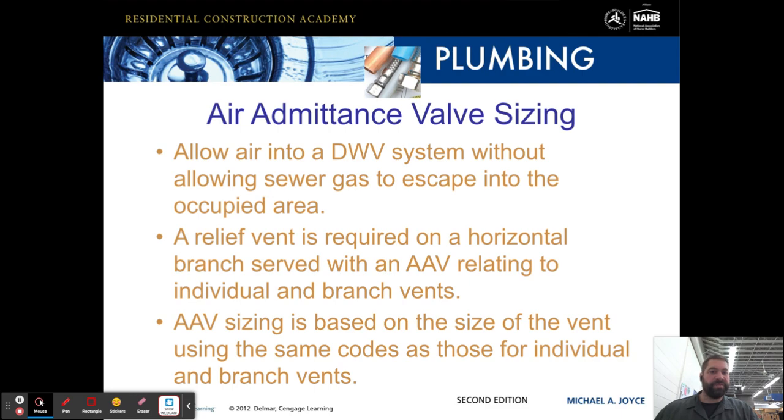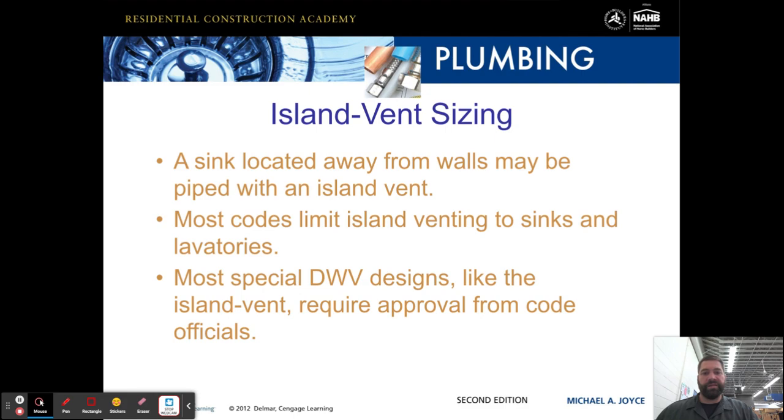Air admittance valve sizing. So this is what we talked about in some kitchens. They allow air into a DWV system without sewer gas escaping into the occupied area. A relief vent is required on a horizontal branch served with an AAV relating to the individual branch and vents. AAV sizing is based on the size of the vent using the same codes as those for individual and branch vents.